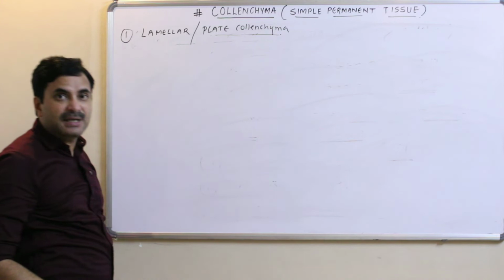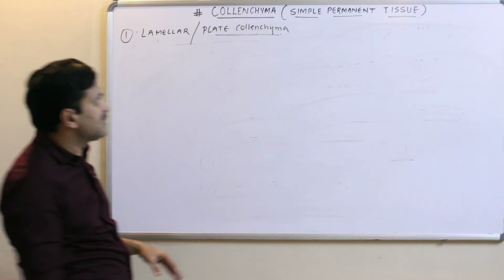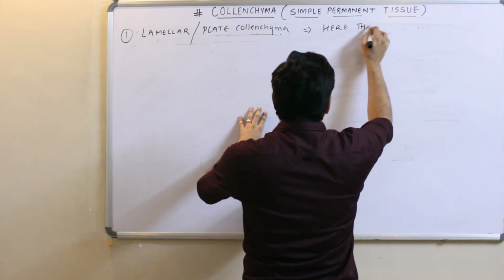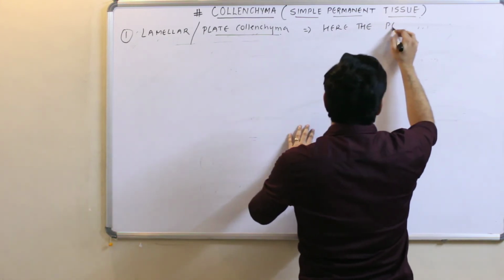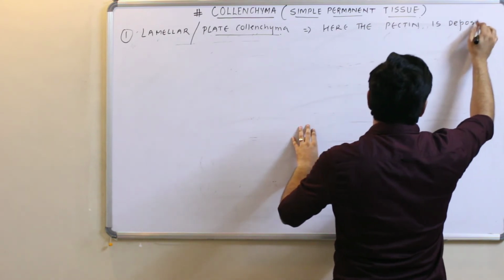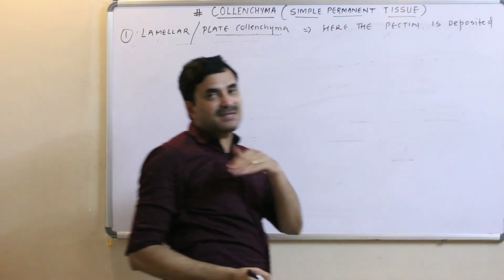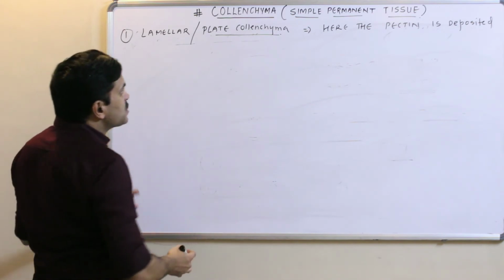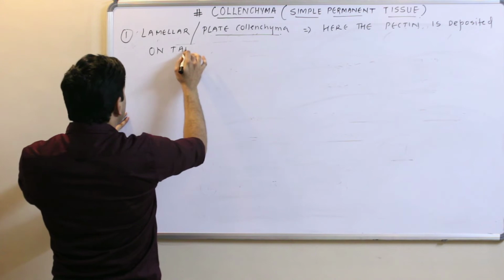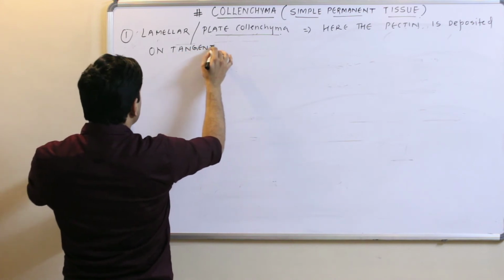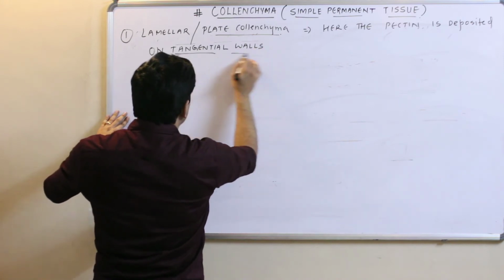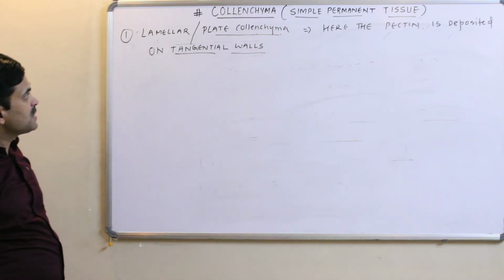As the name indicates, lamellar means plate-like. So here the pectin, especially pectin, but also hemicellulose as well as cellulose, is deposited on the tangential walls. Here the pectin is deposited on the tangential wall.